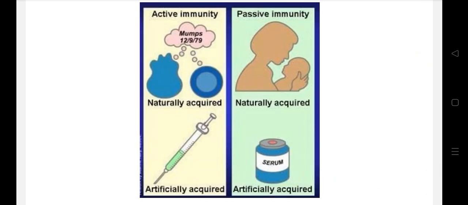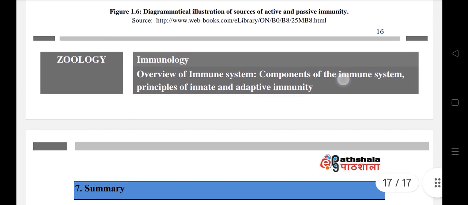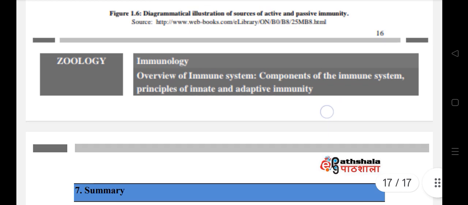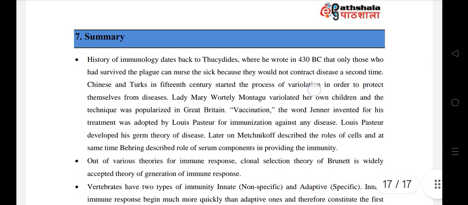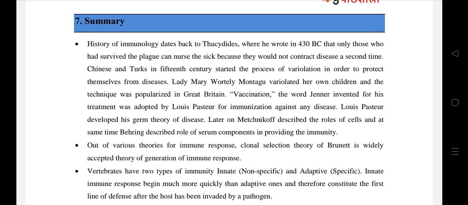Active immunity: naturally acquired, artificially acquired. Passive immunity: naturally acquired, artificially acquired with the help of serum. So now we are going to have a quick summary of all the topics we mentioned earlier.